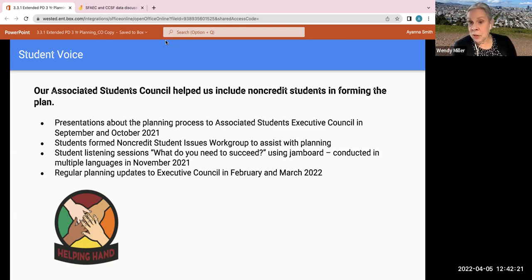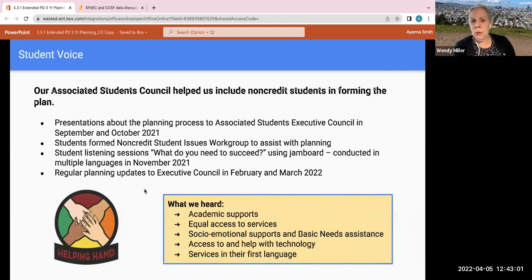multilingual facilitators on hand. So for example, my main assistant in my office speaks Khmer and Chinese and English, and my other assistant speaks Tagalog, English, and Spanish. So we had a lot of language coverage, and it was really fantastic to just let the students talk. And then, of course, I also provided regular planning updates to the Executive Council of the Associated Students throughout this process. And if you can hit the animation for me.